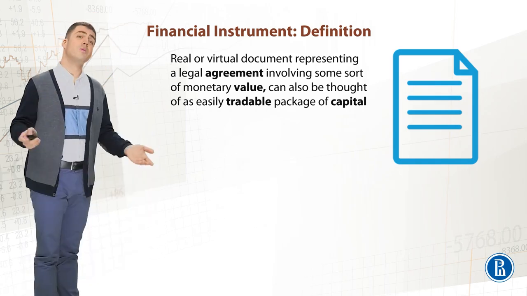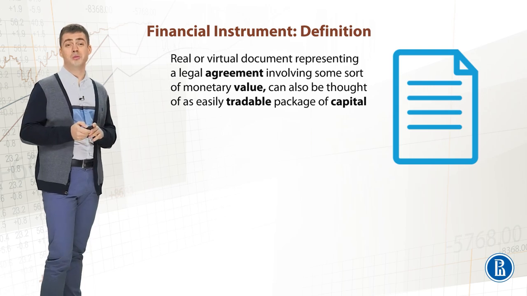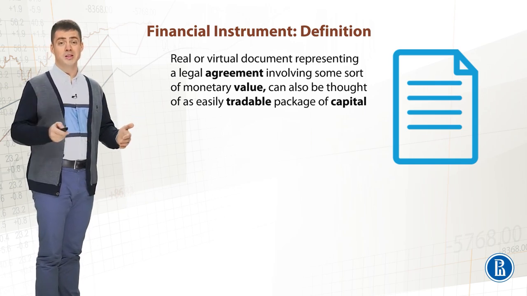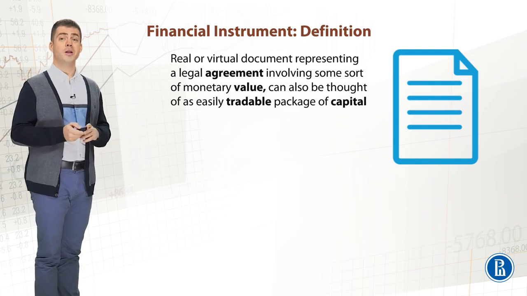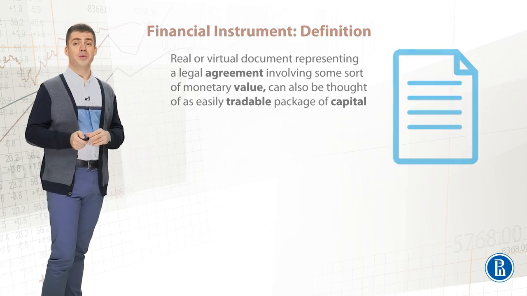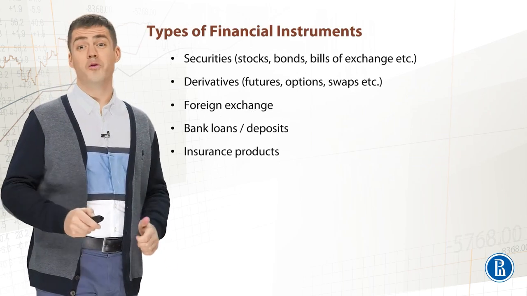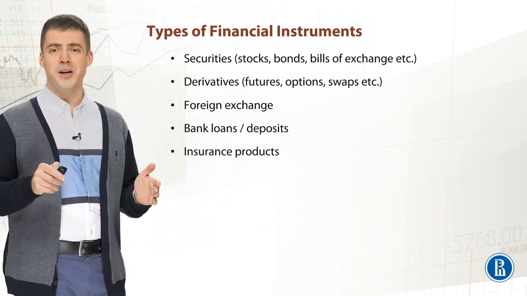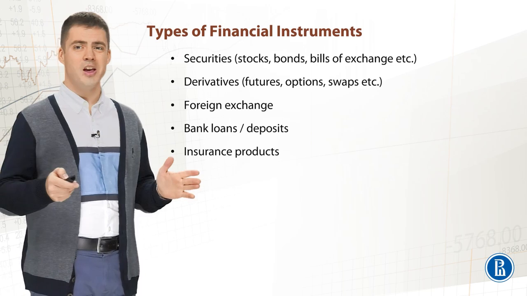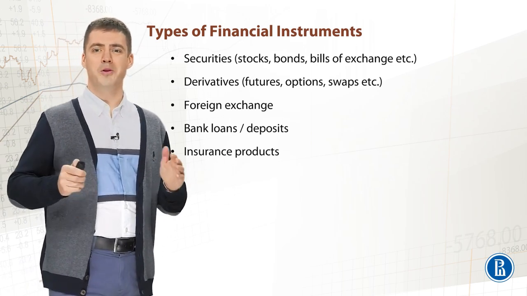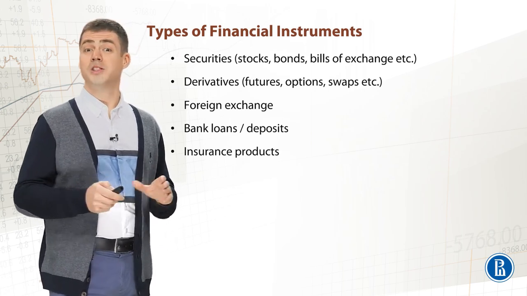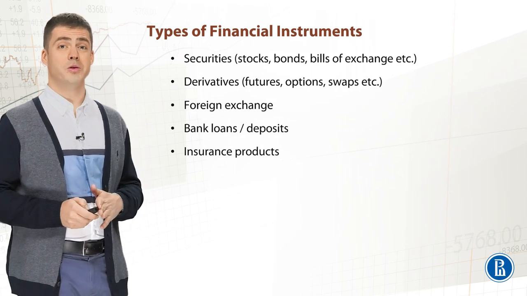And of course, another important feature of these financial instruments is tradability. By trading various types of financial instruments, we always trade the associated rights. And of course, this is generally done for the redistribution of capital resources. Here are the types of financial instruments which correspond to the above definitions. Those are securities such as stocks, bonds, bills of exchange, etc., derivatives like futures, options, swaps, and so on, foreign exchange, bank loans and deposits, as well as insurance products.